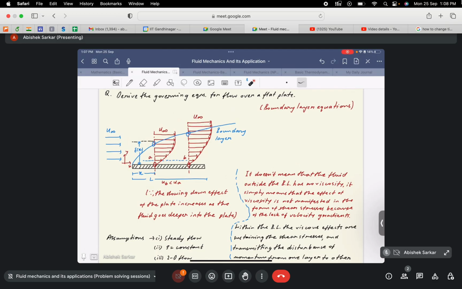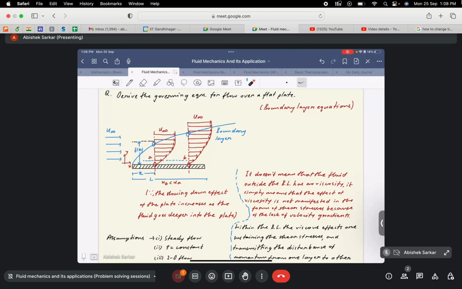Okay, so this is what I'm trying to say. And the thickness of the boundary layer, if it is represented by delta, is not constant but is actually a function of x. So the boundary layer's thickness varies with the x coordinate. The boundary layer thickness will vary along the x direction. So the coordinates are well defined here.